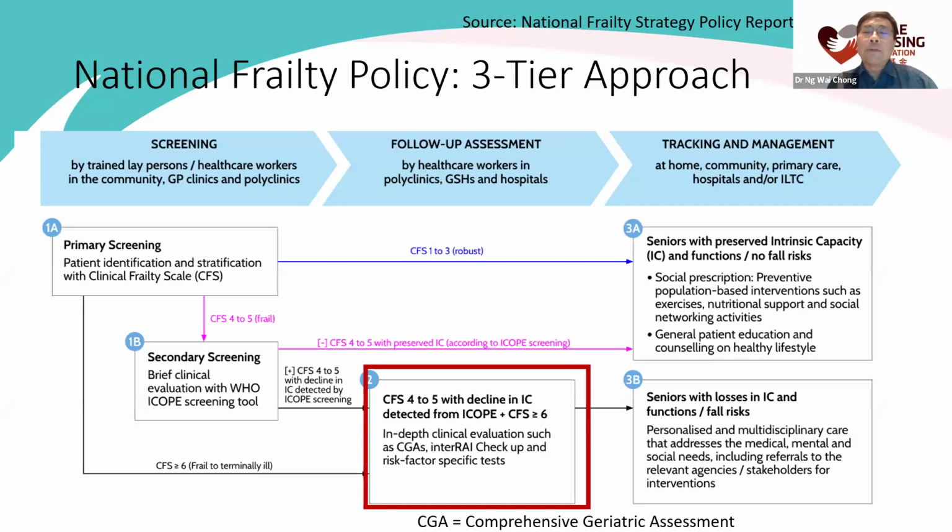And anyone with CFS more than or equal to 6, which is among the various basic ADLs, they are not totally independent. If you're 6, then you should also receive a CGA. CGA stands for Comprehensive Geriatric Assessment. So you can do CGA, you can do an InterRAI check-up, you can also do risk factor specific tests. I can have a combination of MMSE or AMT plus geriatric depression scale plus Barthel index combination. So this is something that is recommended based on this national strategy.